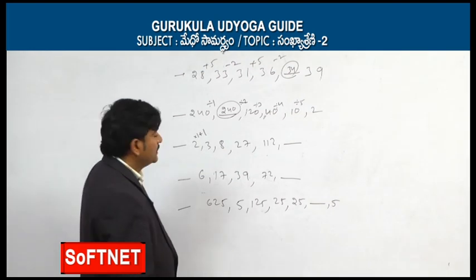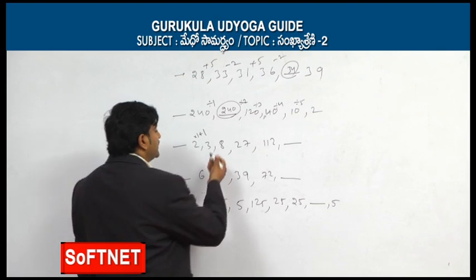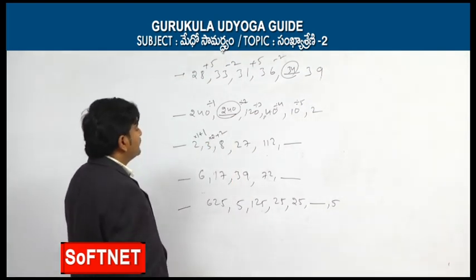ఆ 2కి ఏం యాడ్ చేశాను నేను? 1 యాడ్ చేశాను. సో 2 into 1 2, 2 plus 1 3. మళ్ళీ ఈ 3ని 2తో మల్టిప్లై చేయండి, 2 యాడ్ చేయండి. 3 2s ఎంత? 6.